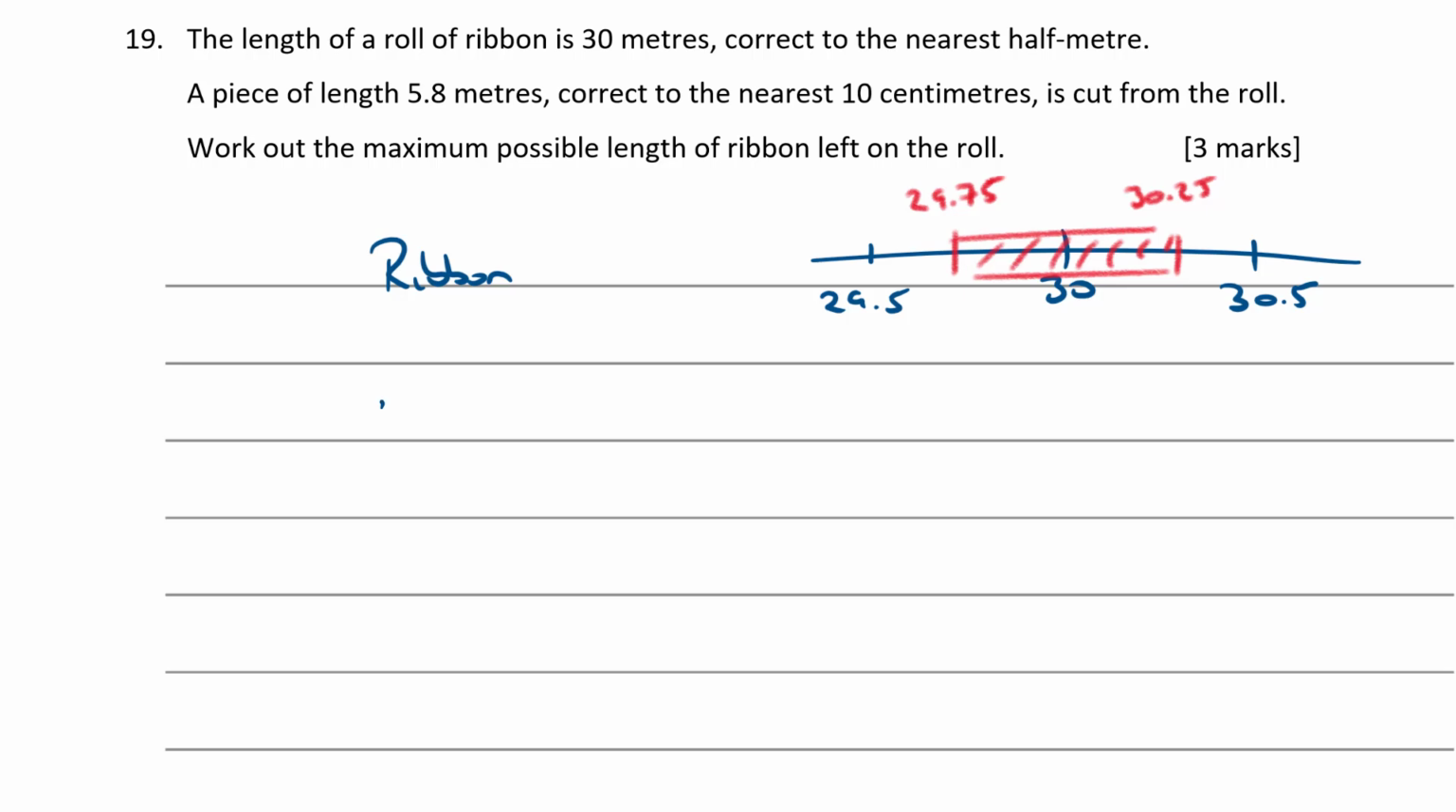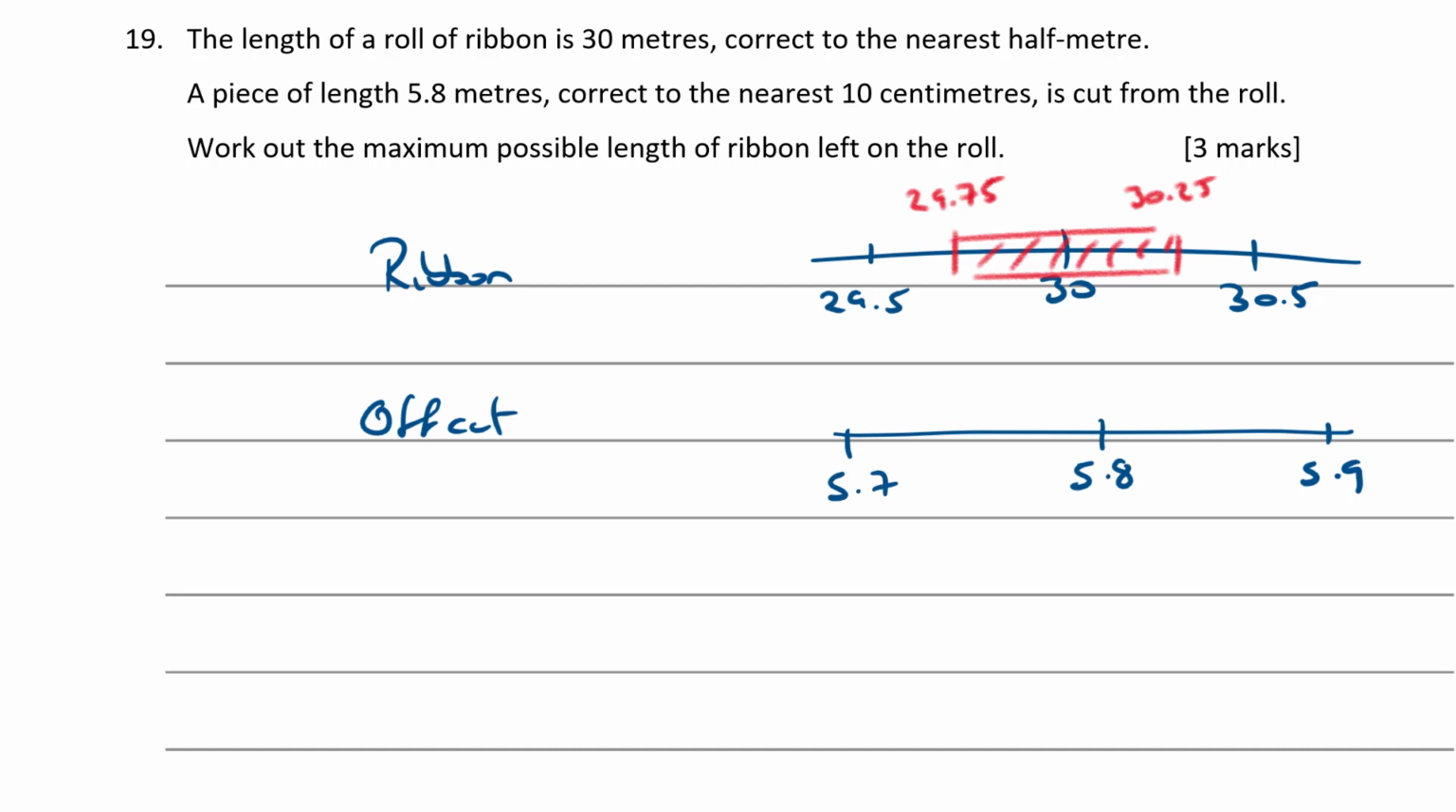Okay, let's have a think of the offcut now, the bit that we're cutting off. We're told that is 5.8 meters, correct to the nearest 10 centimeters. So again, let's mark our scale with the number we've been given. It's 5.8. Now it's correct to the nearest 10 centimeters. 5.8 meters is 580 centimeters, isn't it? So 10 centimeters more than that is 590 centimeters. In other words, 5.9 is the next one up on my scale, and the one below is 5.7.